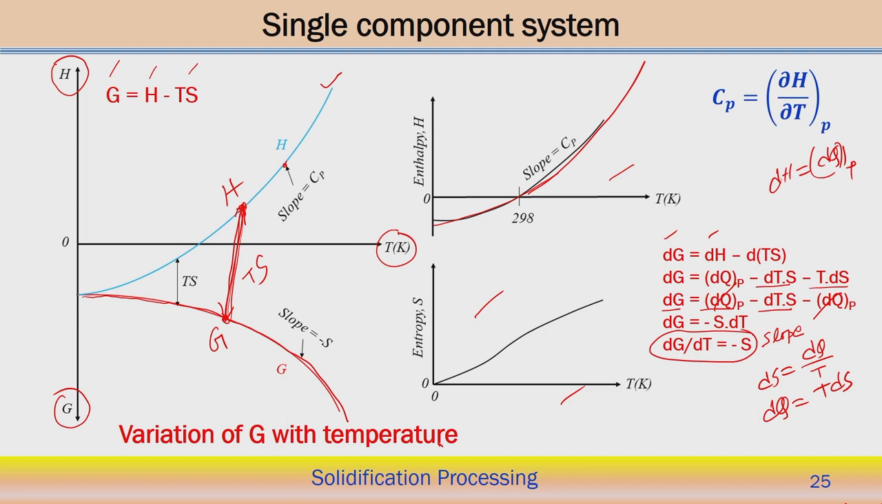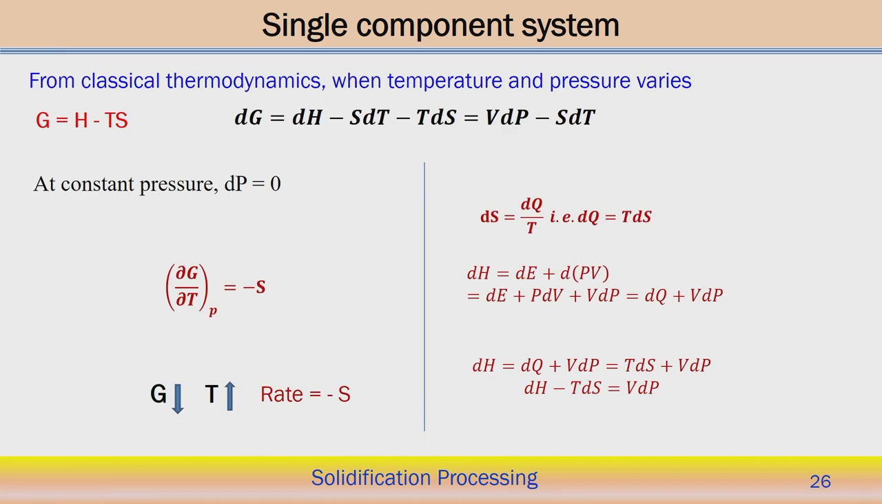So, once we understand the variation of the enthalpy and the variation of the Gibbs free energy with respect to the temperature, we can go ahead to understand other kinds of phenomena, just focusing on the changing of the Gibbs free energy curve. Now, from here we can look at classical thermodynamics when temperature and pressure both are varying, because so far we were discussing that temperature is varying, but all the discussion was at constant atmospheric pressure.